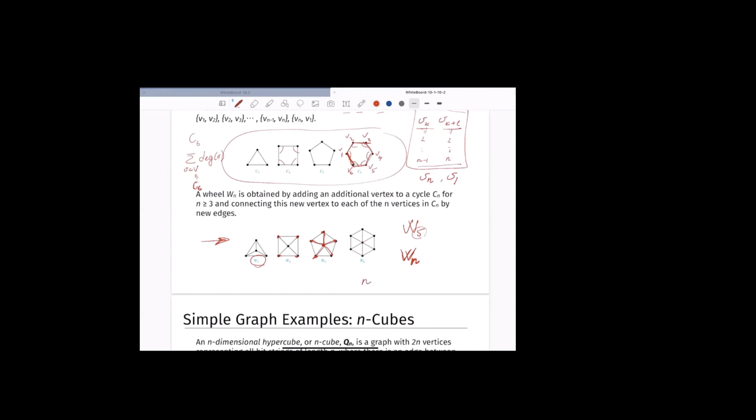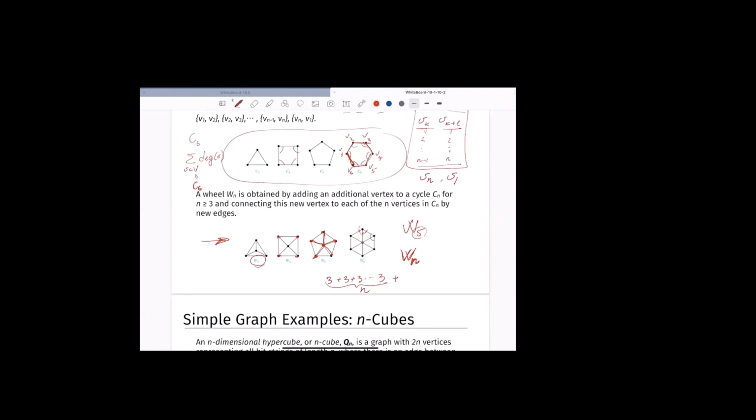So for each of these n vertices, you have degree 3, right? Because 2 from the cycle, and then the one spoke that comes in from the hub. So each one has degree 3. So 3 times n. Or maybe we should write it down: 3 plus 3 plus 3, n times. That's 3n. And then, what do we have again?